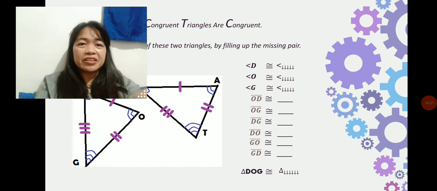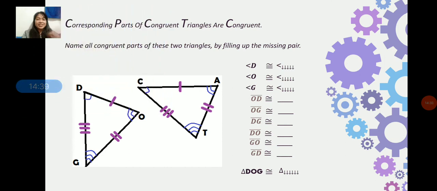Now in here, we have to name all congruent parts of these two triangles by filling up the missing pair. We have 2 triangles here. Now I would like you to write what are the missing pair. You can use a piece of paper there with you to practice your skill on CPCTC. I'm going to give you some time.